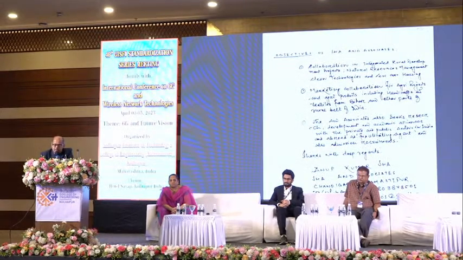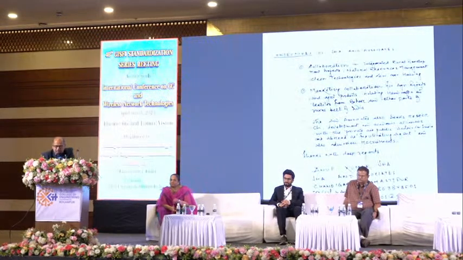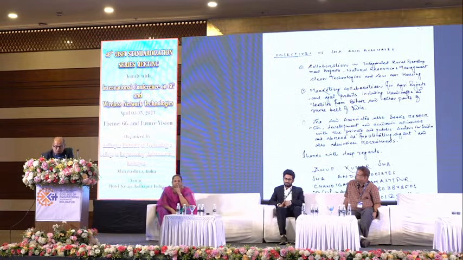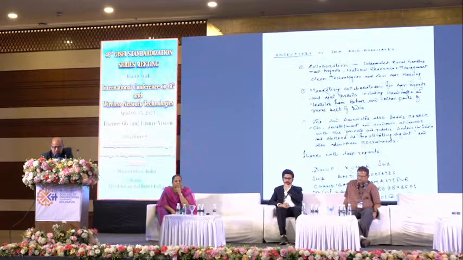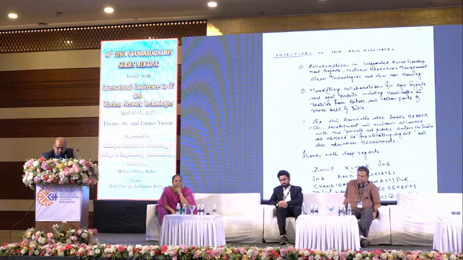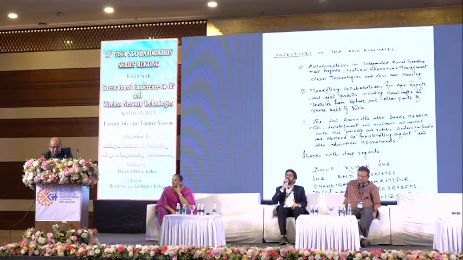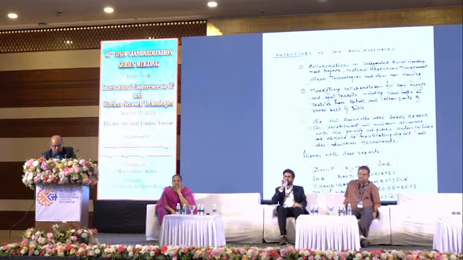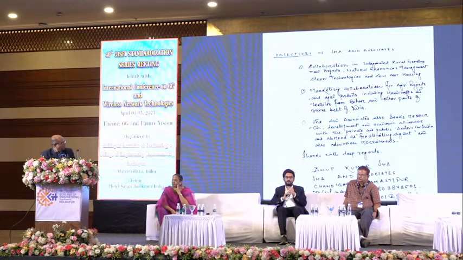Objectives of Jha Associates: collaboration in integrated rural development projects, natural resource management, clean technology, and low-cost housing. Marketing collaborations for agri-projects and agri-products, including handicrafts and textiles from Bihar and other parts of the rural belt of India. Jha Associates also seeks research, development, and academic alliances with the private and public sectors in India and abroad, as a facilitating agent. And the last one is very important.